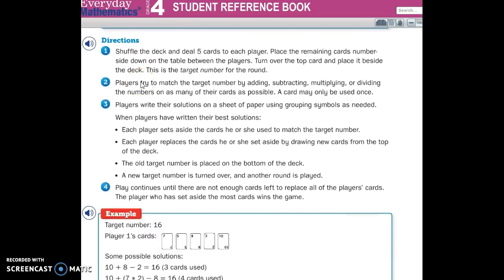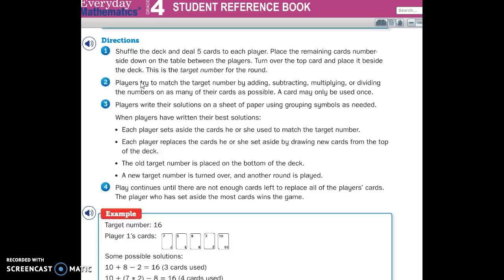So, to get started, shuffle that deck of cards. Deal 5 cards to each person. Place the remaining cards number side down in between you all. And turn over the top card and place it beside the deck. That will be your target number.